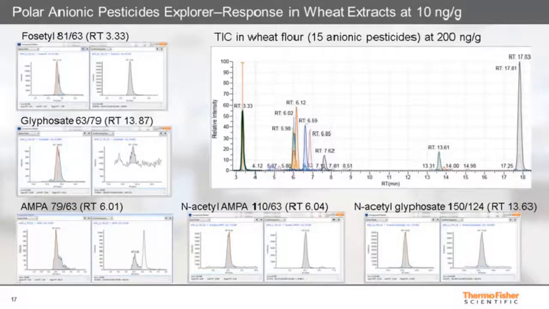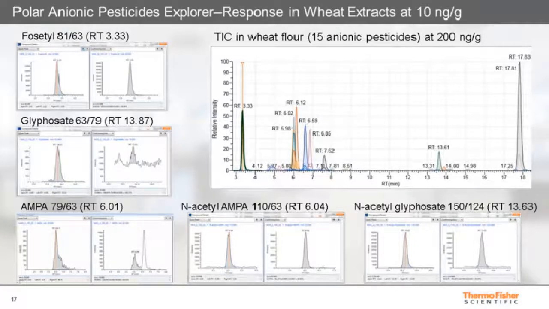The total ion chromatogram of a standard in the top right section of this slide shows the chromatographic separation of the analytes and also highlights the difference in the mass spectrometry response of the different pesticides, which are all at the same concentration.